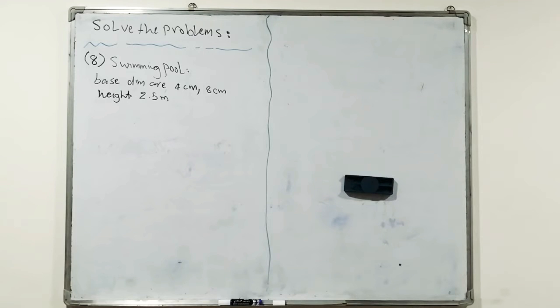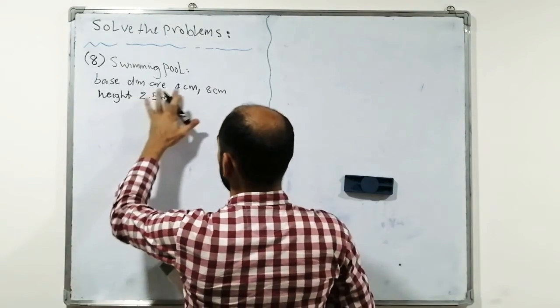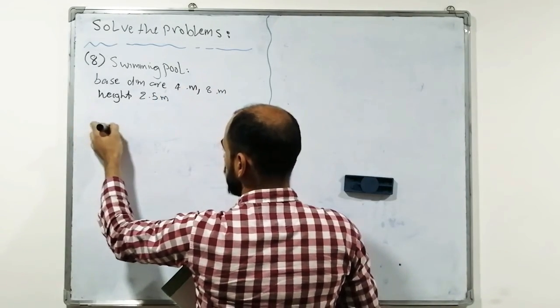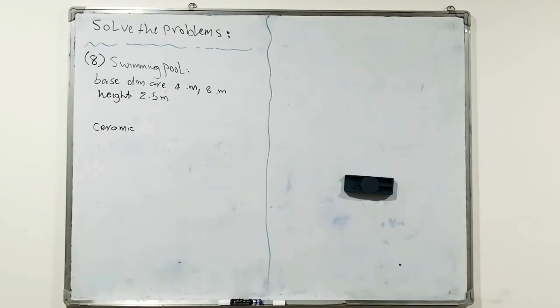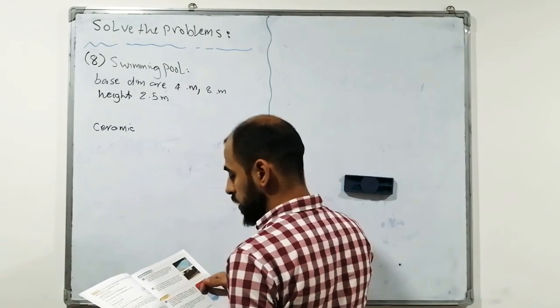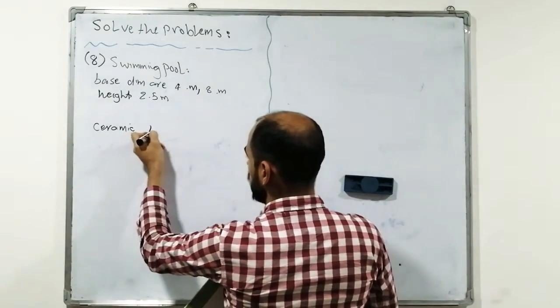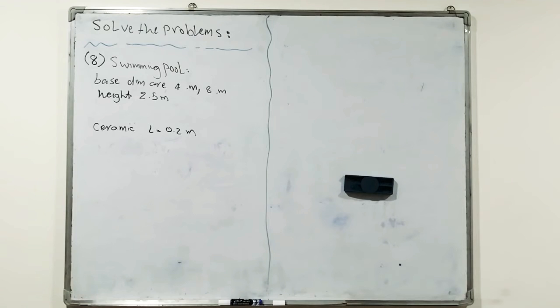Okay, now he told us the swimming pool is wanted to be paved with square pieces of ceramic with edge length 0.2 meter, not centimeter, meter. We want to pave the pool with square pieces of ceramic with a length equal to 0.2 meter. Calculate the number of pieces needed to pave the swimming pool.